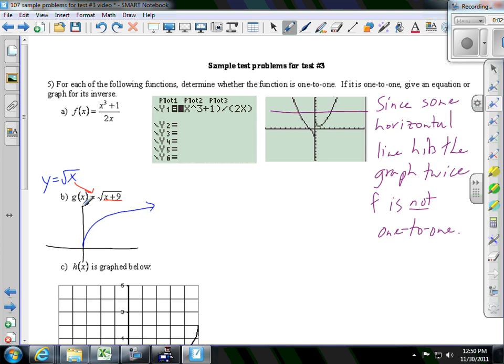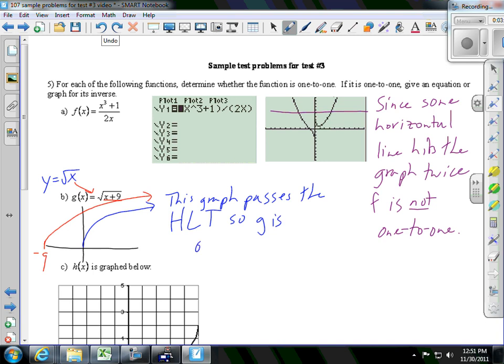So hopefully we understand that replacing x with x plus 9 moves the graph 9 places to the left. So it's going to start over here at -9 and then go up, something like that. And so looking at that red graph, I can think about this idea of horizontal lines and know that it passes the horizontal line test. So this graph passes the horizontal line test. So g is one-to-one.